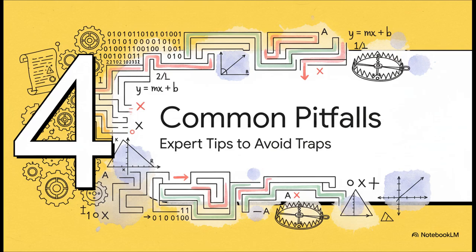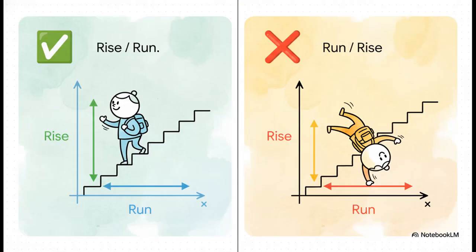Now, before I send you off to crack codes on your own, let's talk about a couple of really common traps. Think of these as expert tips to keep you from making those little mistakes that can trip anybody up. The single biggest mistake people make, hands down, is calculating run over rise instead of rise over run. It's a super easy trap to fall into, right? Because we read from left to right. But you have to remember, slope is all about measuring the vertical steepness, so you always have to calculate the rise, the up and down part, first.